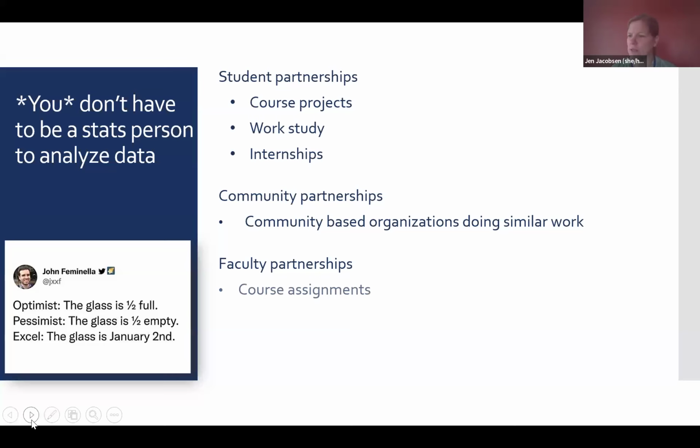Faculty partnerships, right? So I've worked with faculty that they might have course assignments, our health psychology class. We have students work with different segments of some of our data to come up with a social norms campaign or another type of intervention. There might be researchers who can analyze existing data sets.